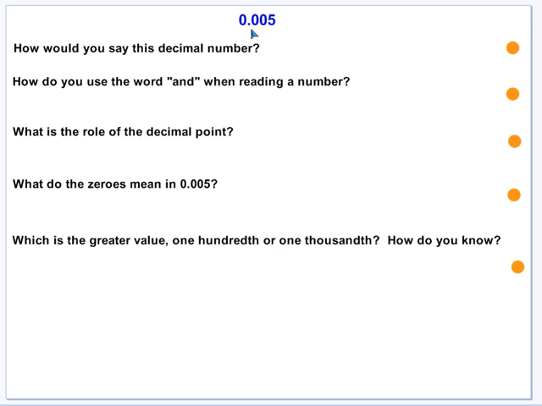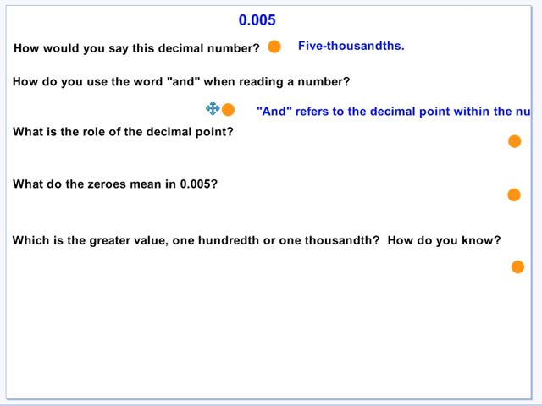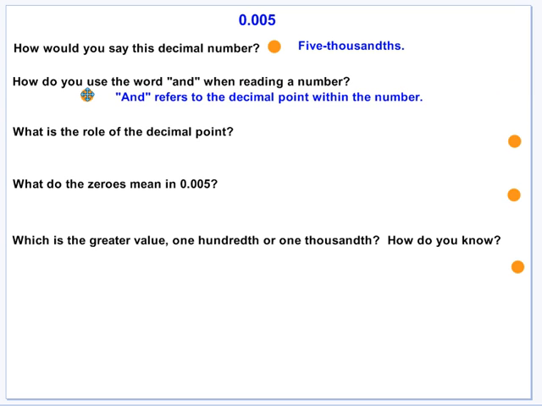So here we have a number up here. How are we going to say this decimal number? We have 5, and then I'm counting 1, 2, 3 decimal places to the right. So I would call that 5,000ths. How are we going to use the word "and" when reading a number? We use the word "and" whenever we have a decimal point within our number.